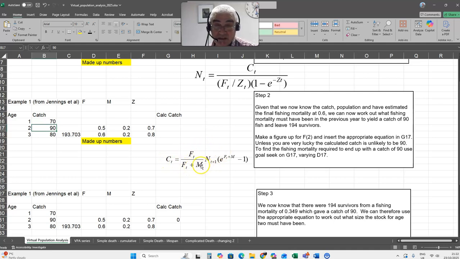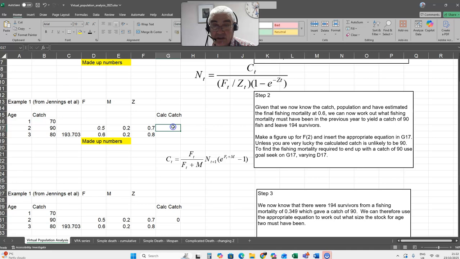We know what natural mortality is. We don't actually know for sure what this value is, what the fishing mortality is. So we're going to estimate that by changing the value of F until we get a catch value that's the same as this one. We want that C term to be 90.